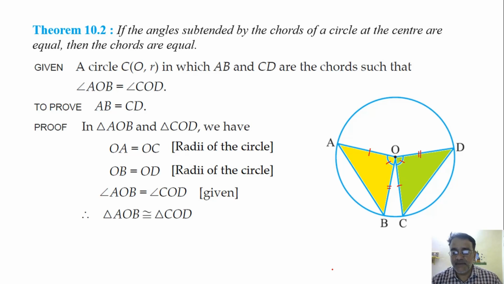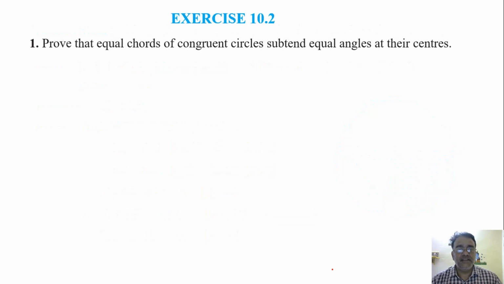So we'll conclude AB is equals to CD. Why? CPCT. Very good. CPCT. Next, exercise 10.2's first question, and it is similar to the 10.1 theorem.